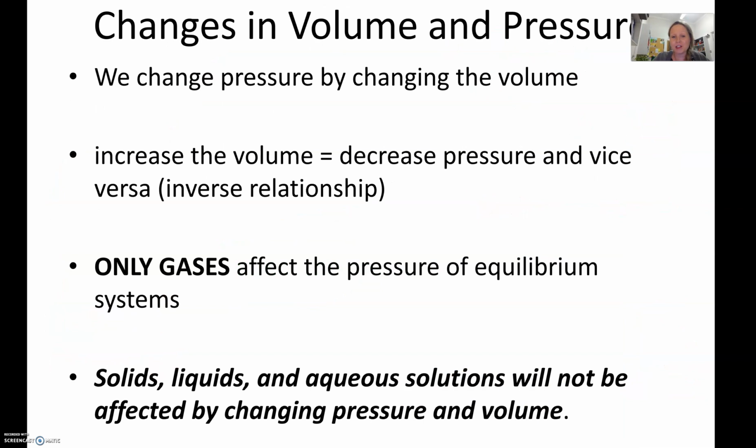So the first change that we're going to talk about is a recap from Level 2. What happens if we change the pressure of an equilibrium? Now, to change the pressure, you have to change the volume, and these are an inverse relationship, which means to increase the pressure, you have to decrease the volume, and to decrease the pressure, you increase the volume. Only gases are ever affected by pressure changes. That's really important. If you've got an equilibrium involving solids, liquids, or aqueous solutions, they're not going to be affected by pressure. It's just going to be gases.